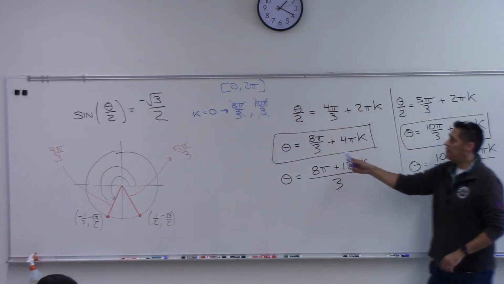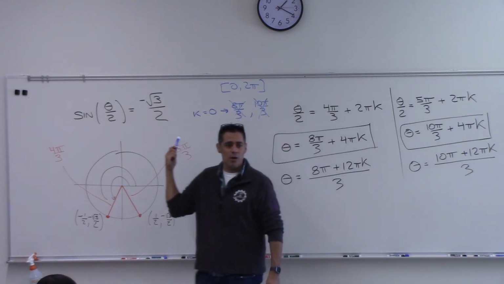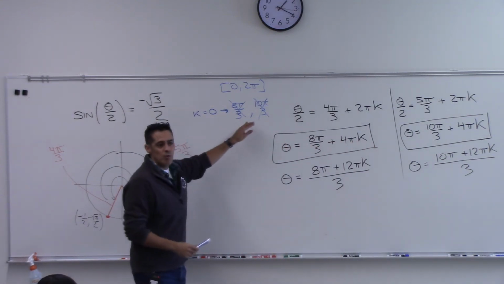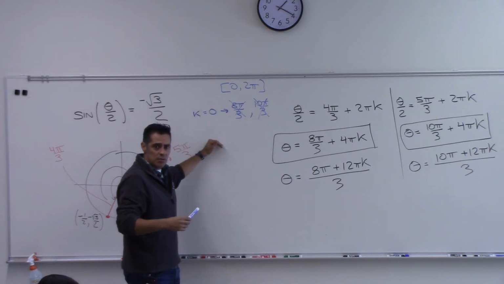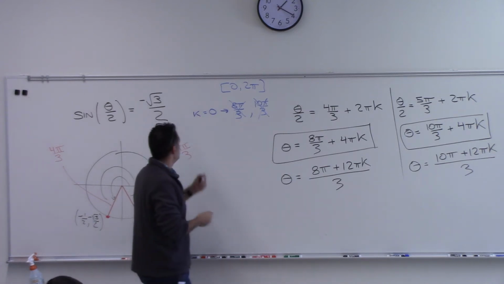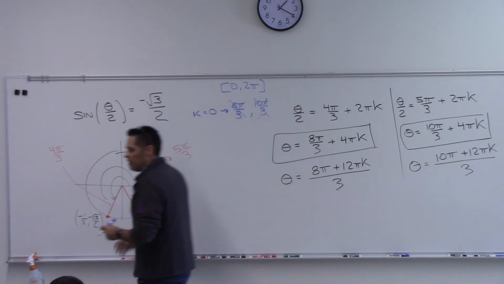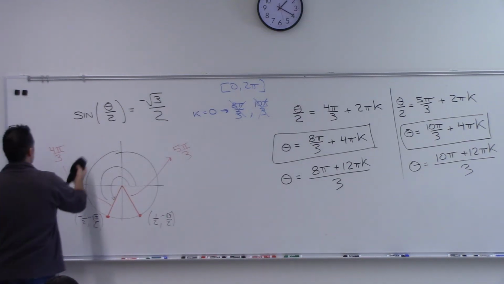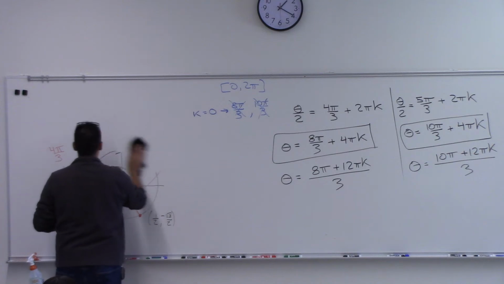So do we agree that if k is 0, the answer doesn't work? And if k is 1, it won't work as well. And k is 2, k is 3, it's too big, right? But we should check k is negative 1, just to make sure that going and rotating the other way doesn't give us an answer.